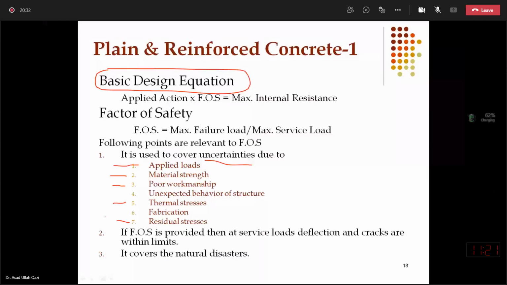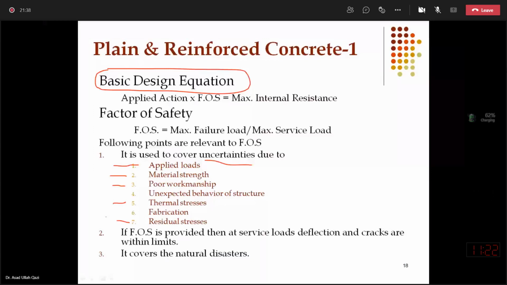The benefit of factor of safety is also that it will help you to fulfill serviceability requirements in structures. And serviceability requirement means that your deflections should not exceed a given limit. Deflections should not be excessive, and cracks, which are unavoidable, should remain hairline, invisible to the naked eye. So such factors of safety will help us in achieving such requirements. Factor of safety will also cover chances of natural disasters.